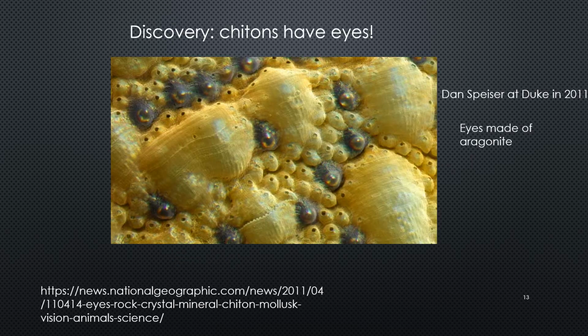I couldn't move on from the chitons without telling you just some neat information that was actually discovered at Duke, right down the road in 2011. It turns out that these chitons actually have eyes, and their eyes are made up of what we call aragonite, which is actually like a rock or a crystal. So as you can see in this image, it's all these dark ones, and they have lots of them. So prior to that, we didn't even know they had that. So they do have a rudimentary eyesight.